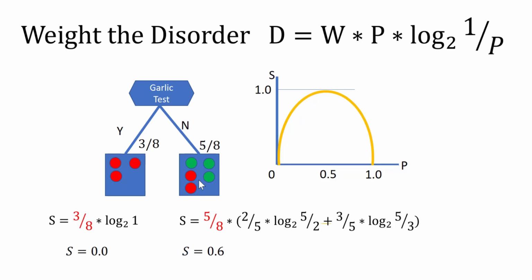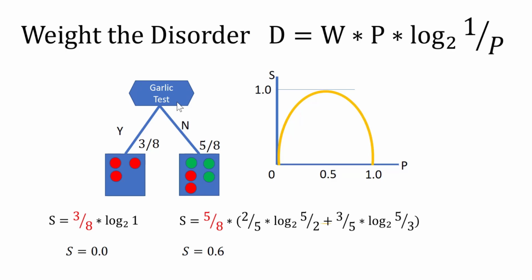But here we've got 5 out of the 8, so that's the weighting in red. And now for the no vampire, we've got 2 out of 5, and so that's 2/5 times log of 5 over 2. And then for the 3 green ones where there is a vampire, we've got 3/5 times log of 5 over 3. And if you work this out, this comes to 0.6. So the amount of disorder for the garlic test is 0.6.